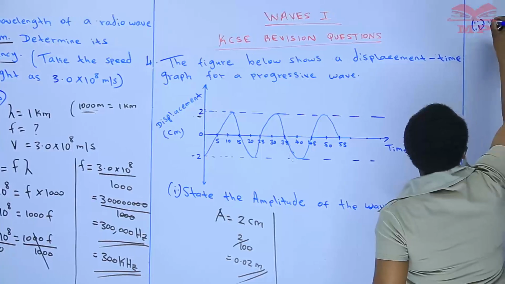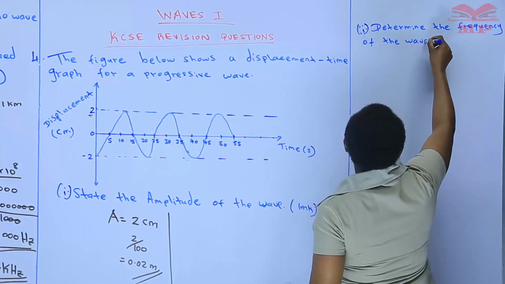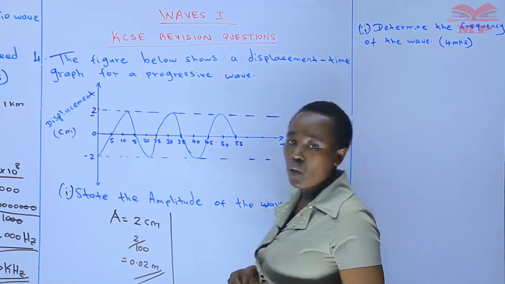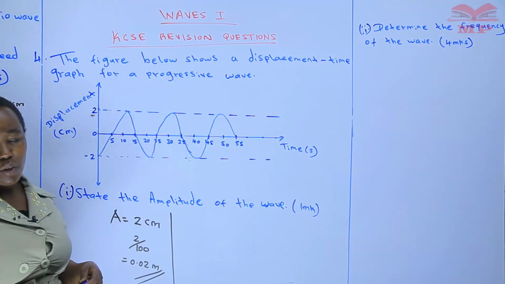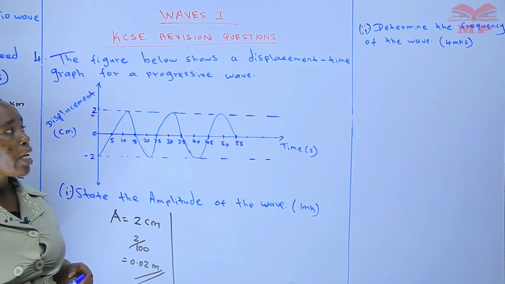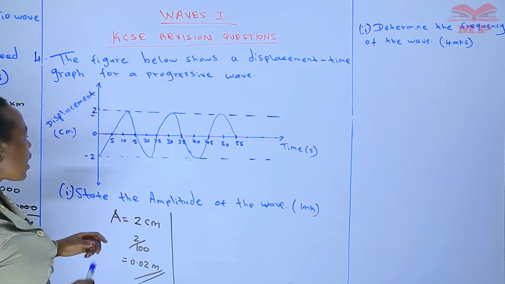Number 2, determine the frequency of the wave, and in this exam it was 4 marks. Now we need first to know, what did we say frequency is? Frequency is the number of oscillations in 1 second.